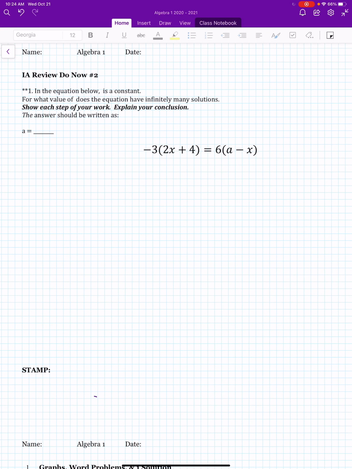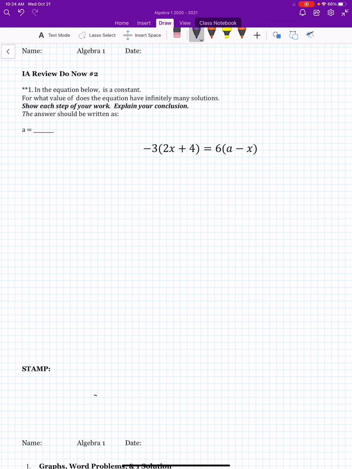Good morning. We're going to have another review problem now. As we discussed, for what value does the equation have infinitely many solutions? Which means the coefficients are the same, and the constants are the same, or equal to each other. Either way works.